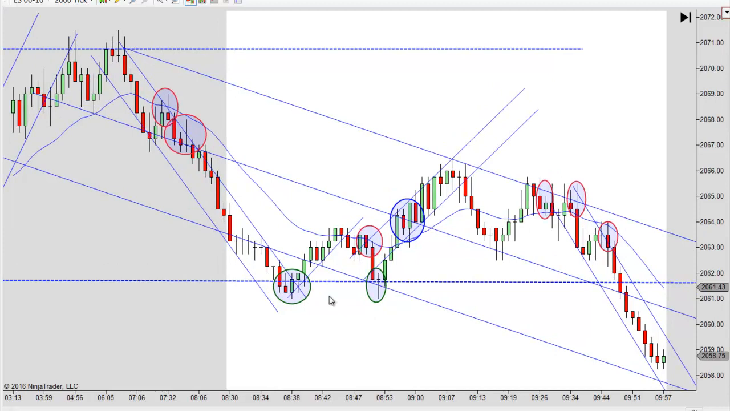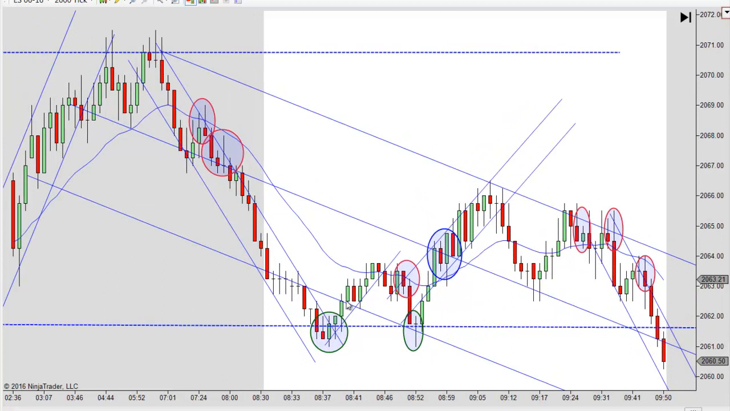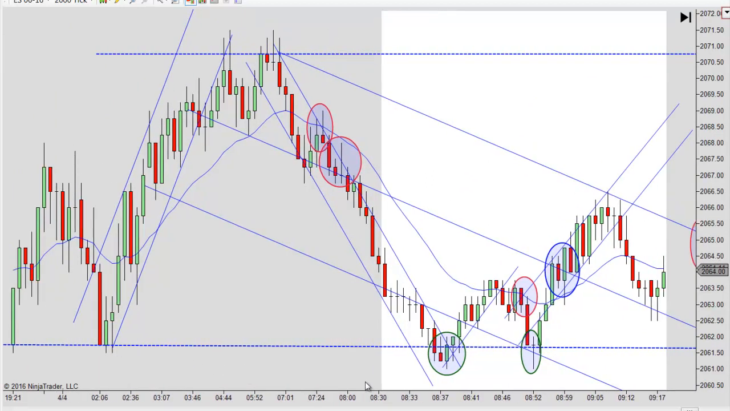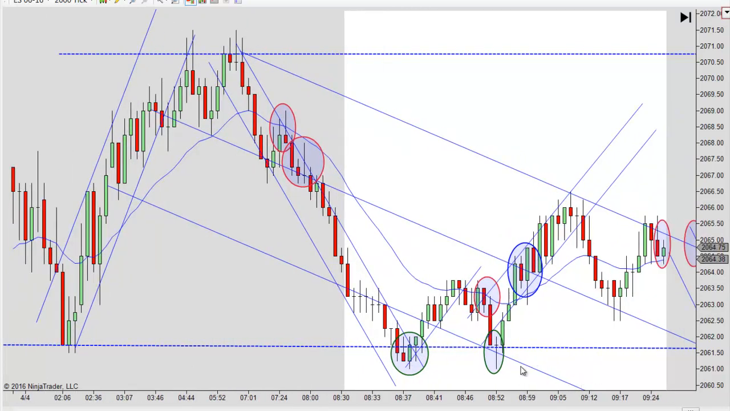And actually I missed this one. I actually marked this one as a green one. There's a lot of overlap. Look how far we are away from the EMA. Look how long it's been. And you've already got your overnight lows there. So the odds are really, really strong, even without a close outside that trend line, that you're coming back to the EMA. And that's exactly what happens. So I like that one.